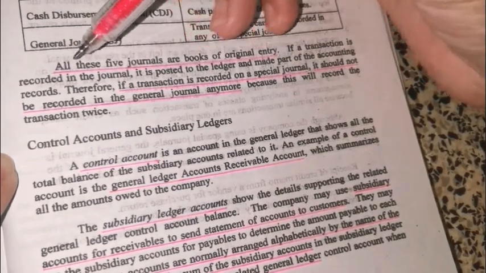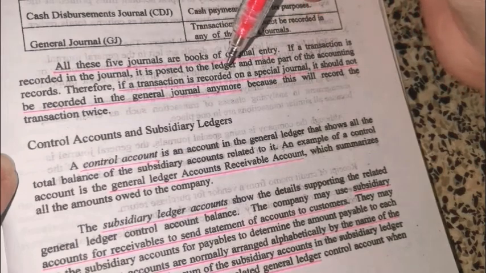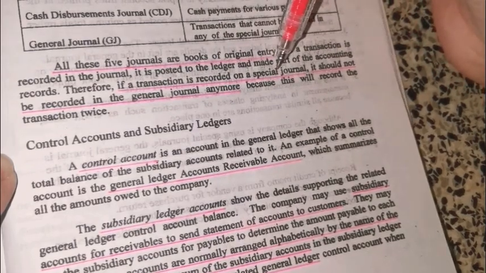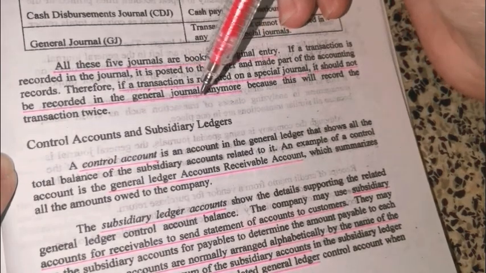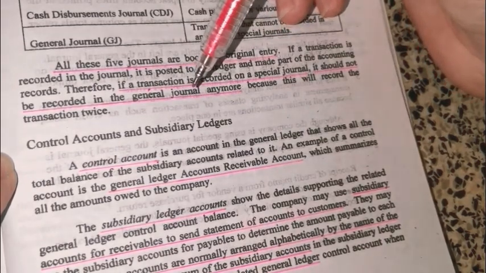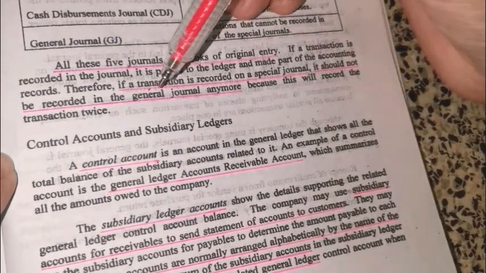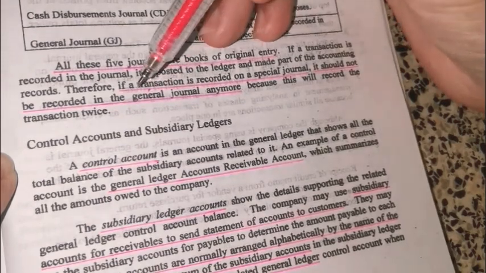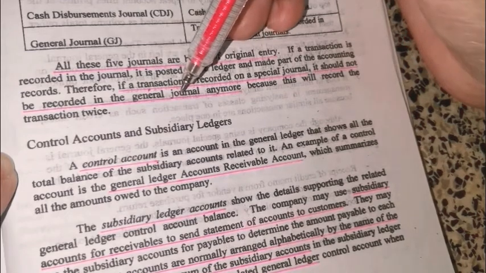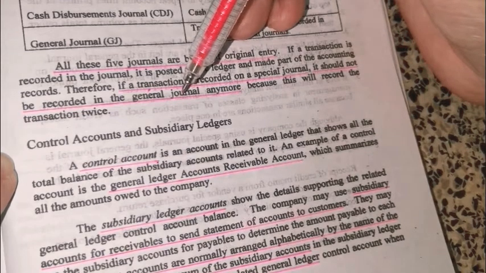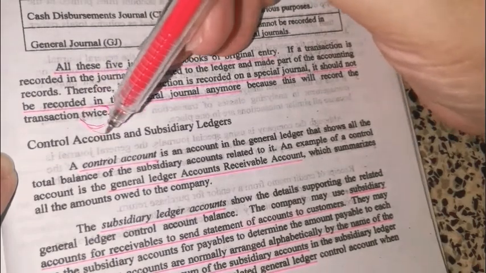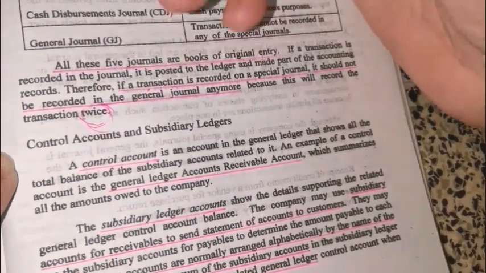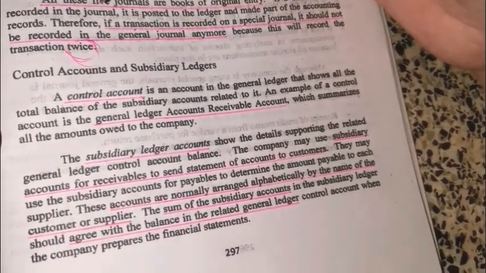accounting records. So if a transaction is recorded na in a special journal, hindi mo na siya dapat i-record saan? Sa general journal. So pagka nag-record ka na ng sales on account sa sales journal, huwag ka nang maglagay ng entry for that particular sales sa general journal. Kasi, marirecord siya ng dalawang beses, twice. Mamamali na. Di ba? Okay.